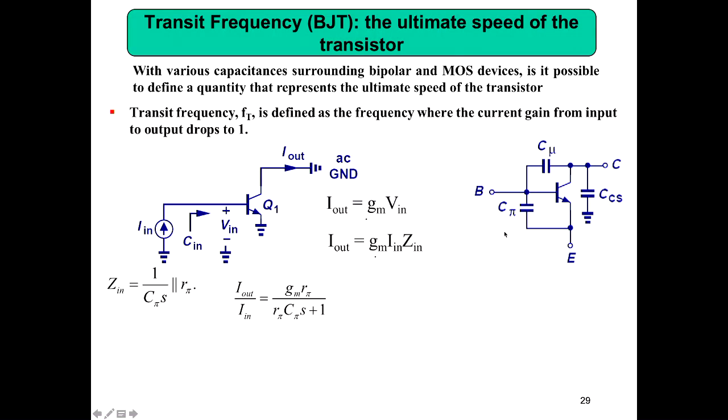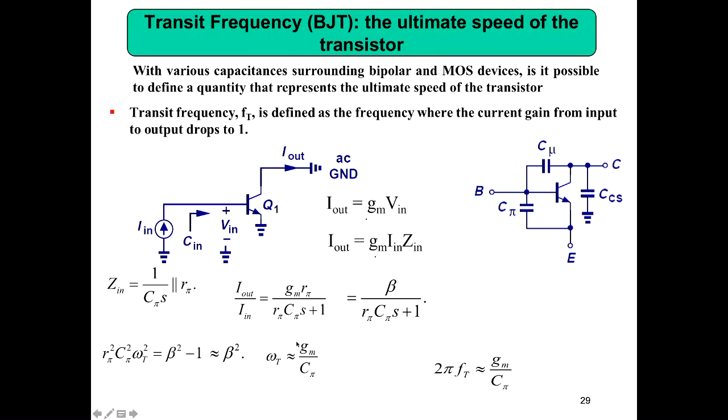Then you can write I out by I in by substituting Z in here, and then you get this value. You can represent Gm times R pi, where Gm equals beta by R pi, so beta cancels out. Then you can take the modulus and square it, and set it equal to 1, because I out by I in equals 1 at the transit frequency. So that is the reason you get this, and then you can find omega t, which is equal to Gm by C pi for the BJT. So that is the transit frequency.